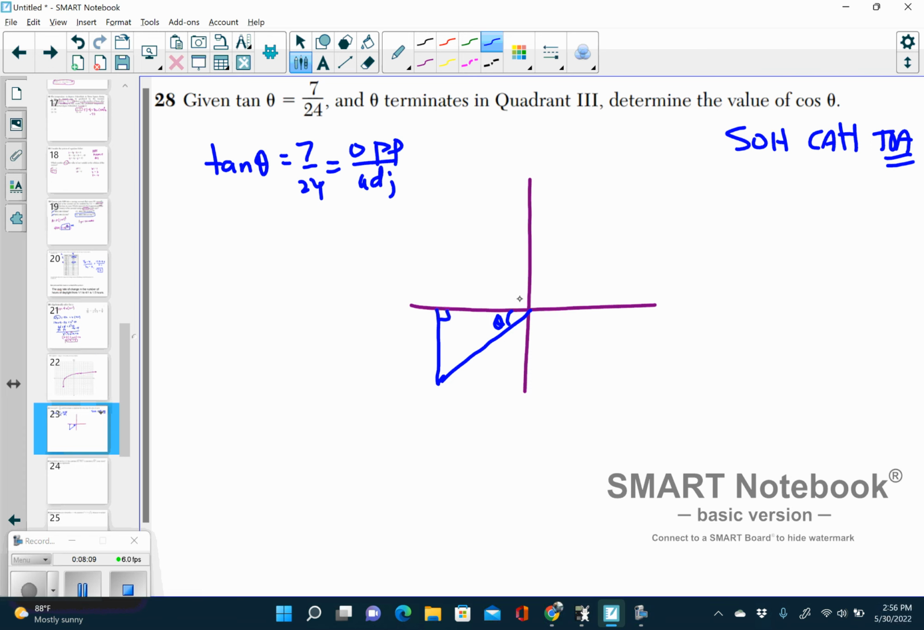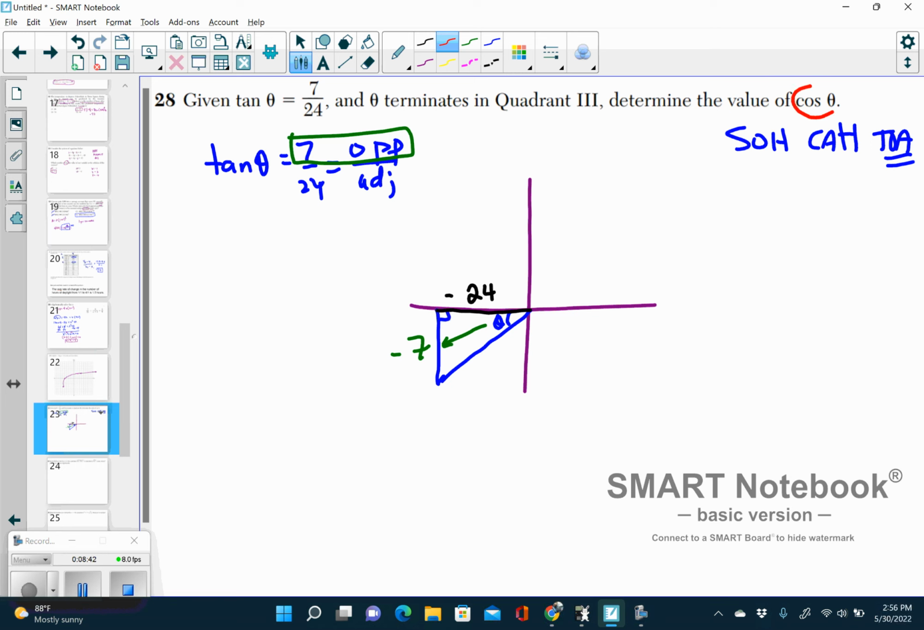So I'm going to go over here. I'm going to go opposite it right here. And I'm going to put a 7 because my opposite number is 7. And then adjacent, which means right next to, which is this right here. Here's my adjacent side. So I'm going to put a 24 there. I know that this is negative 24, and since I'm going down here, this is -7. So -7 over 24. And then I need to find my value of cosine.